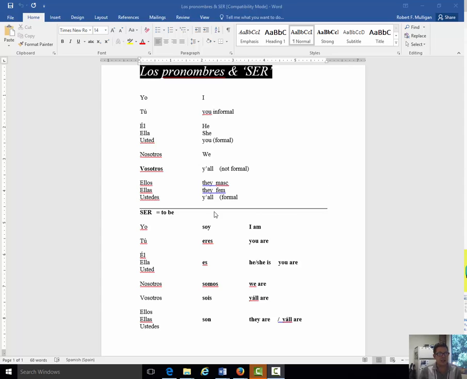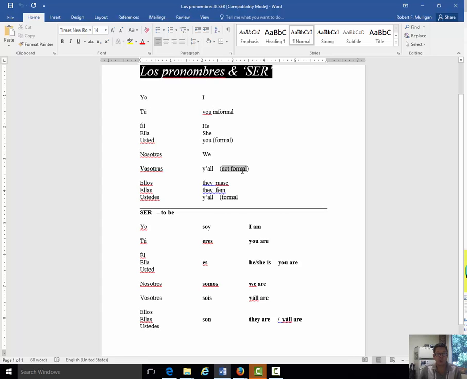So, taking a look here, we have the subject pronouns in Spanish. We have yo, meaning I, tú, meaning you, él, he, ella, she, usted, you formal. Yes, we do have formal and informal forms in Spanish. Nosotros, we. Vosotros, you all, you plural. I like to use the Southern vernacular because it's very clear. Y'all, we're talking to more than one person.